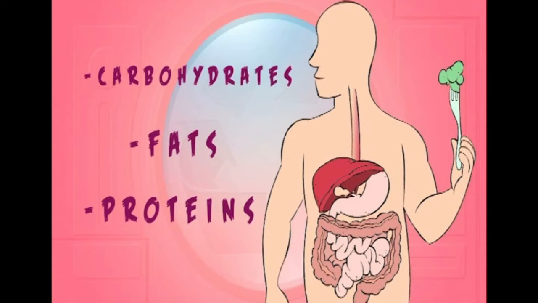Let us understand what nutrients are. Nutrients are the substances needed for growth, metabolism and other body functions. And the word macro means large. Hence, carbohydrates, proteins and fats are the nutrients which are needed in larger amounts.